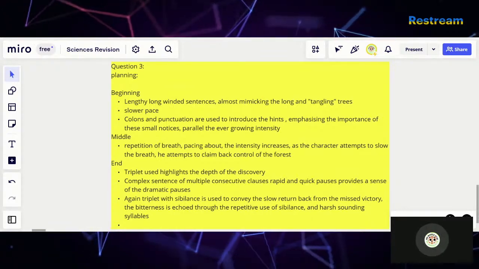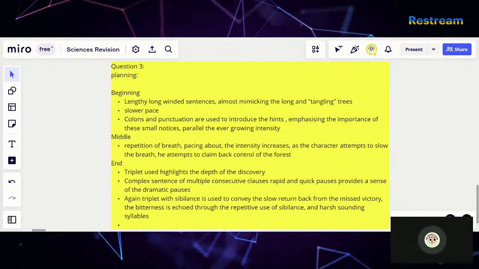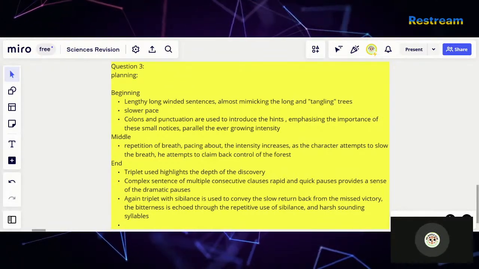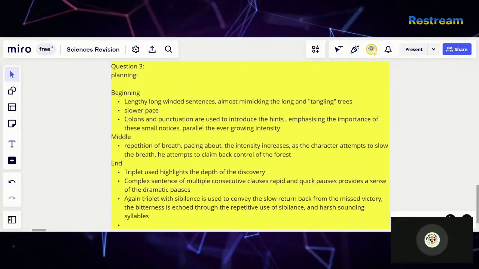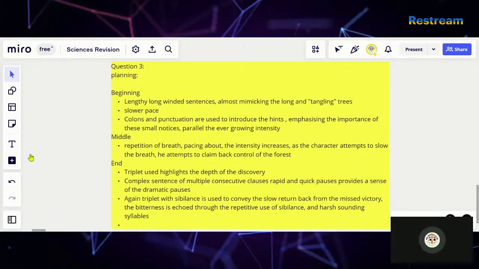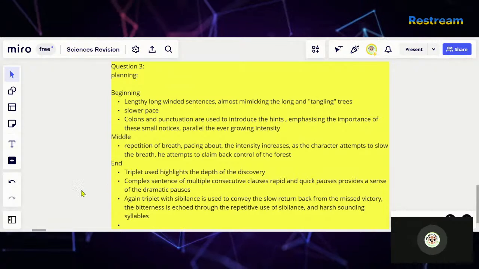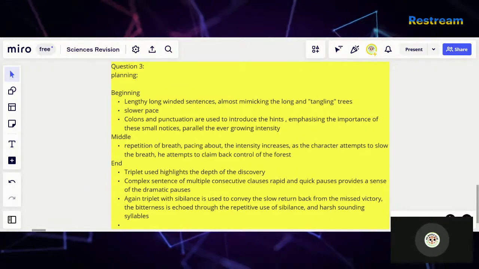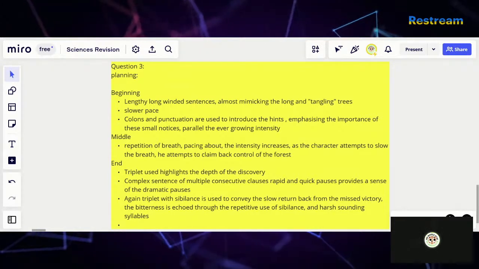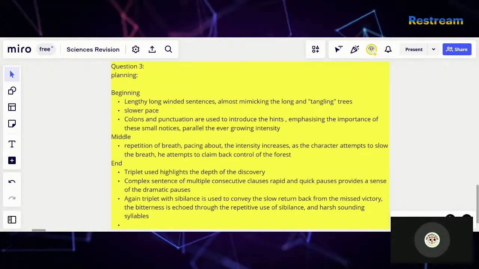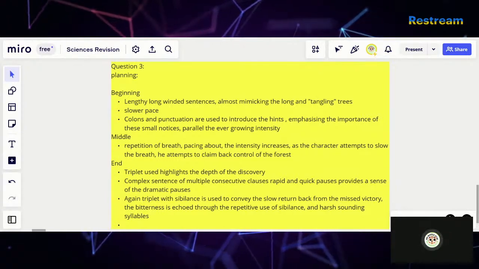And then in the end, triplet is used. Initially it's used, which highlights the depth of the discovery and happiness, and then triplet is used with sibilants to convey the slow return back from the mixed victory. So there's contrast between the two uses of triplet, and you could have mentioned that. And then there's also complex sentences of multiple consecutive clauses, which you might also have referred to as lists, and this shows the rapid and quick pauses, a sense of the dramatic pauses, and like how intense the situation is.